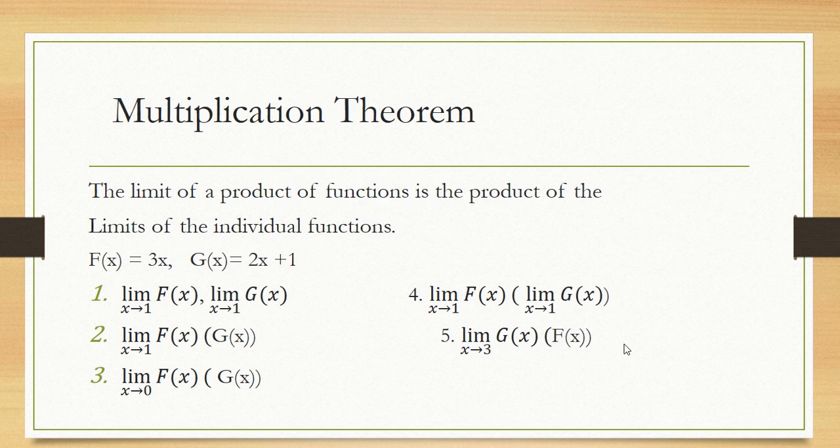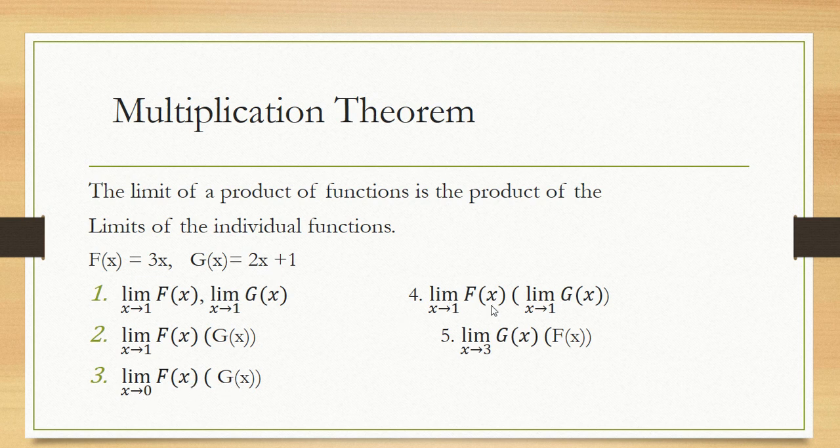In the multiplication theorem, the limit of the product is the product of the limits. Say for example, the limit of f of x as x goes to 1 is 3 times 1, that is 3. The limit of g of x as x goes to 1 is 2 times 1 plus 1, that is 3. So the limit of f of x times g of x is 3 times 3, that becomes 9. And the limit of f of x as x goes to 0 is 0, and the limit of g of x as x goes to 0 is 1. So the limit of f of x times g of x is 0 times 1, that is 0.